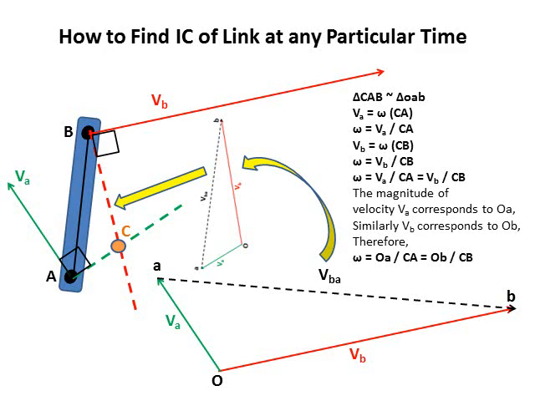So if we replace VA with its magnitude OA, and similarly VB, which is here, the magnitude of velocity VB is from O to B, OB. If we replace the magnitude of VB with OB, then we can rewrite the equation for omega: omega is equal to OA divided by CA is equal to OB by CB. So this is just a simple mathematical formulation to get a relationship between the velocities.